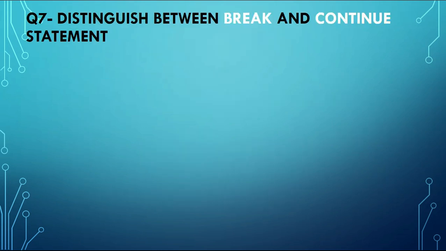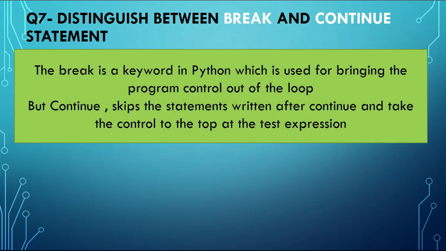Question number 7, distinguish between break and continue statement. Distinguish means differentiate. About break we have already seen, so let's see it again. Break is a keyword in Python which is used for bringing the program control out of the loop, which discontinues the loop, which breaks the loop. So it will stop the loop and come out. But continue skips the statements written after continue and takes the control to the top, to the test expression. So let's see what it means.